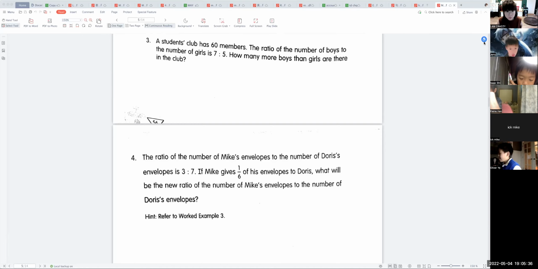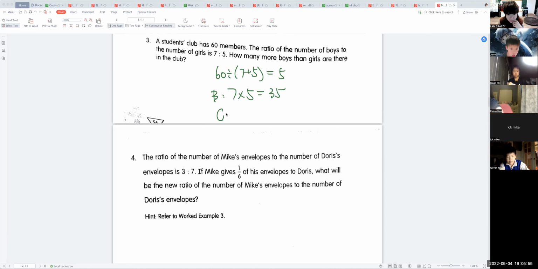The first question is pretty easy. Altogether, there are 60, and the ratio of boys to girls is 7 to 5, which is 12 portions together. So 60 divided by 7 plus 5 equals 5. Each portion is five people. So boys is 7 times 5 equals 35. Girls is 5 times 5 equals 25. So 35 minus 25 equals 10 people.